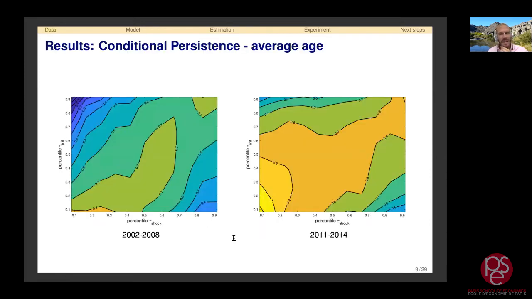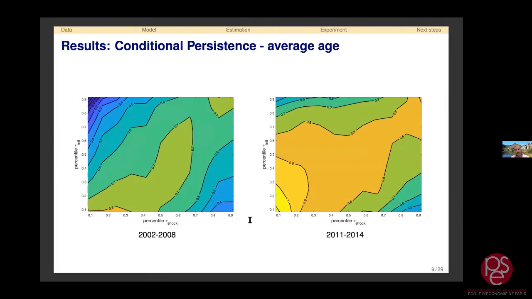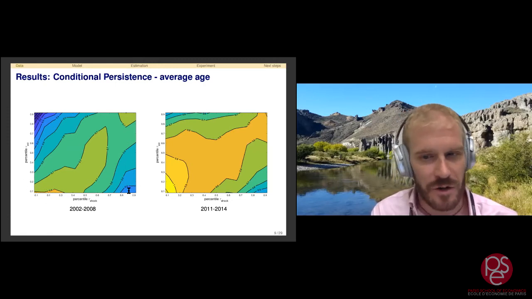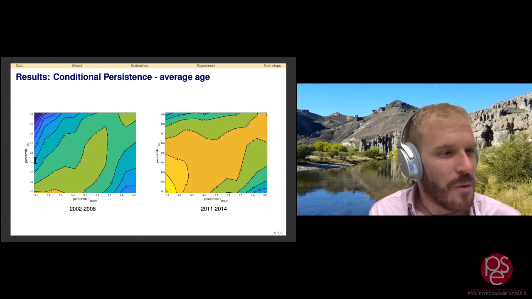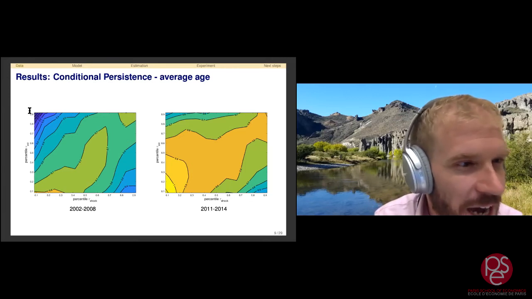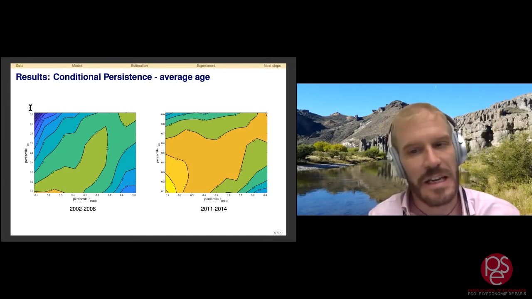So these are the contour plots for conditional persistence, and this is for the average age in our sample. Let me explain what these pictures are showing you. Focus first on the left-hand side. This is pre-crisis, pre-2008. On the x-axis, I'm plotting the size of the current income shock, from small shocks on the left to big shocks on the right, also positive income shocks. And on the y-axis, you have the position of the household in the income distribution, so high numbers mean this household is high in the income distribution.